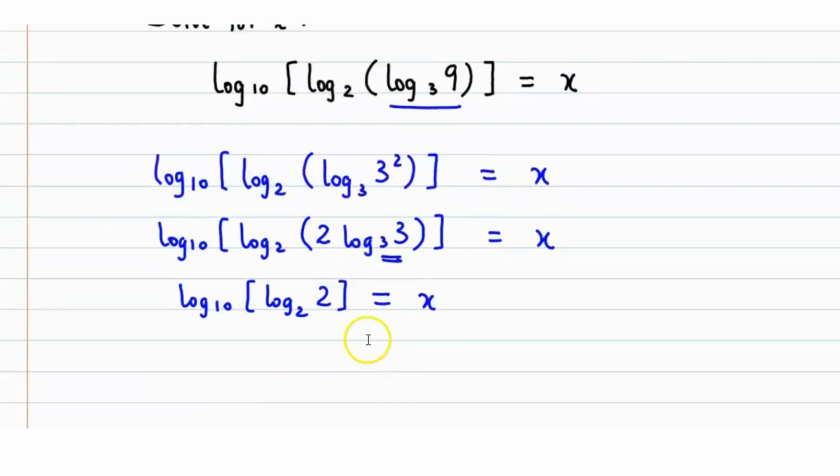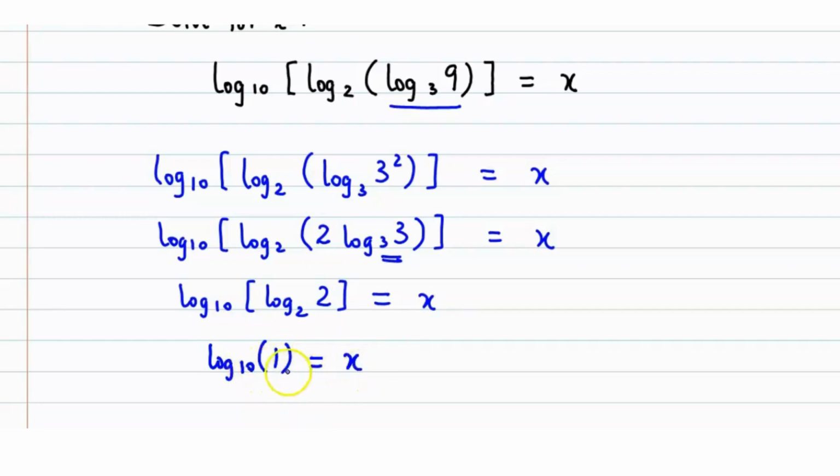Now again, log 2 to the base 2 is 1. Log a to the base a is 1. Here also we had used log a to the base a is 1. So again this value is 1 over here. So we have log of 1 to the base 10 is equal to x.